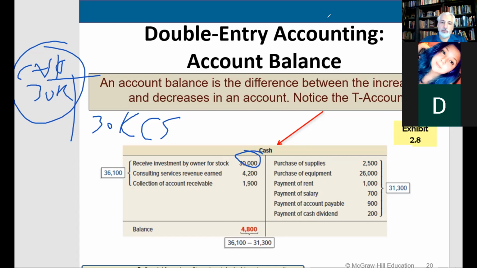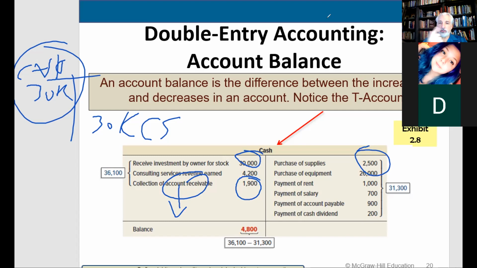We collected accounts receivable, so cash is up $1,900, and our accounts receivable is going down $1,900. So again, every one of these entries is represented by something on the other side. Then we bought supplies. Our cash went down or is credited $2,500. I'm guessing supplies inventory, another asset went up. One asset went up, one asset went down. Net effect is zip. We bought equipment, $26,000. And with that equipment, again, equipment went up, but cash went down because we wrote the check.